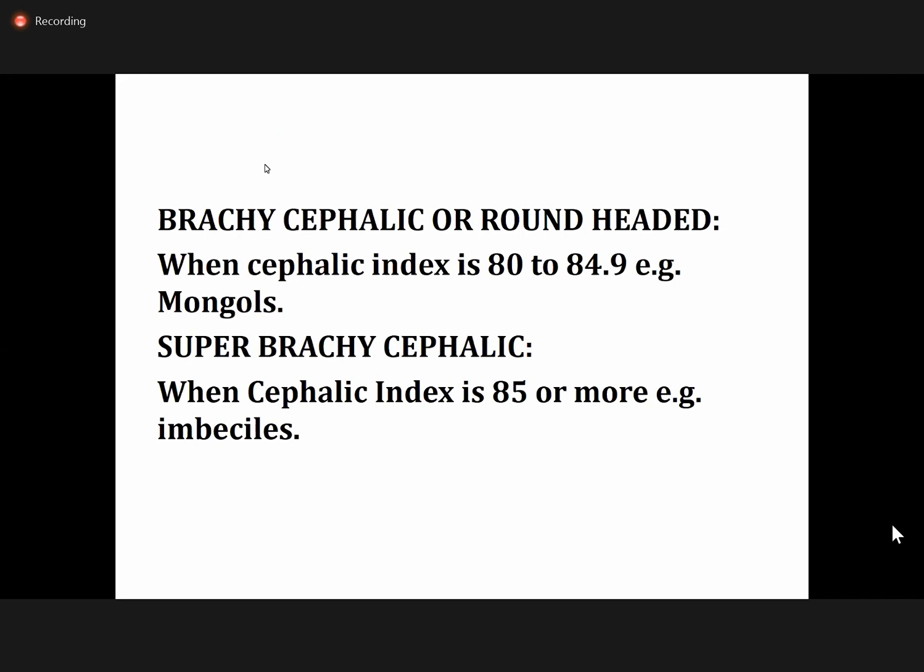Brachycephalic, or round-headed, is when the cephalic index is 80 to 85. Examples are the Mongols. And there is another category, hyperbrachycephalic, when the cephalic index is 85 or more, and usually the people who fall into it are imbeciles. The main example is Apert syndrome, a genetic abnormality with a number of skin manifestations, although these people have low IQ and other abnormalities considered.